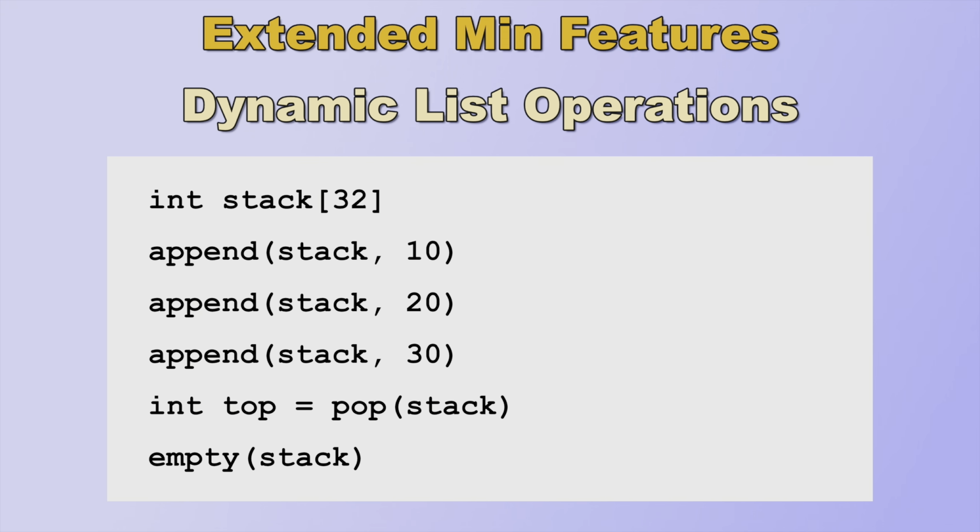If you have ever worked with lists in Python, you immediately recognize these operations. The main difference here is once allocated, the buffer's memory size becomes immutable, so you cannot append beyond the allocated size of the buffer. Extended min will raise an error if you try to do that.